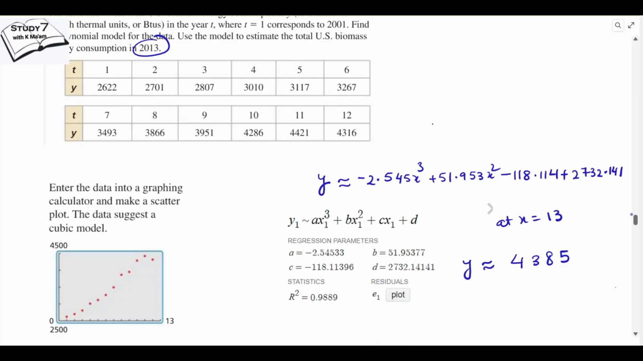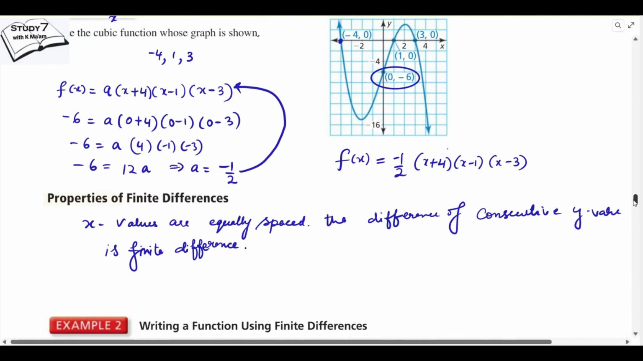So we are done with chapter 4. 4.9 is completed. I hope you understand.